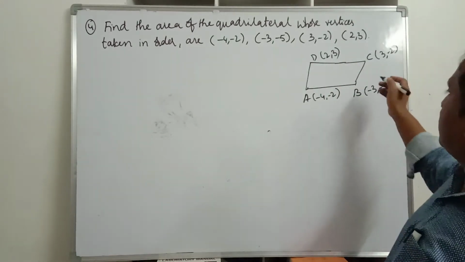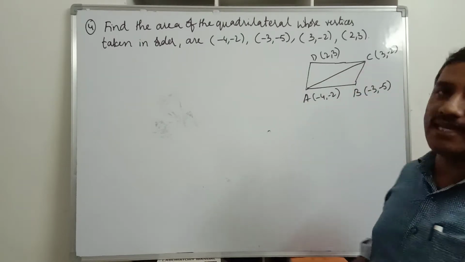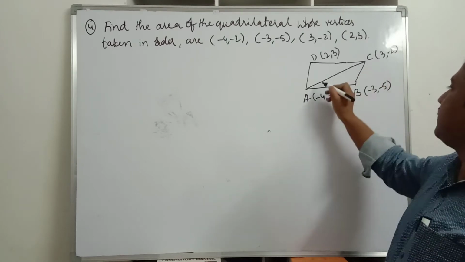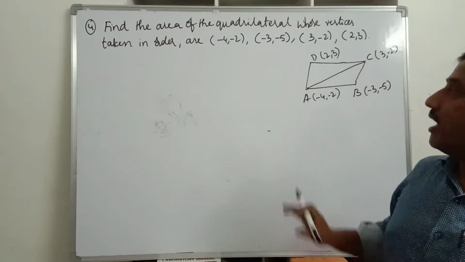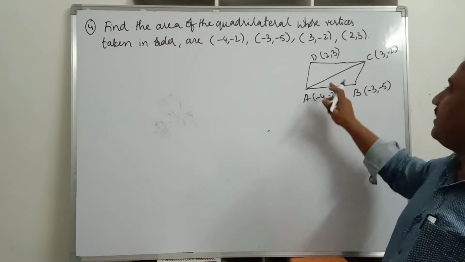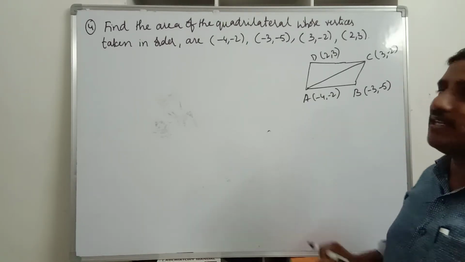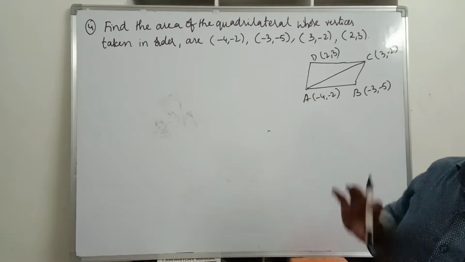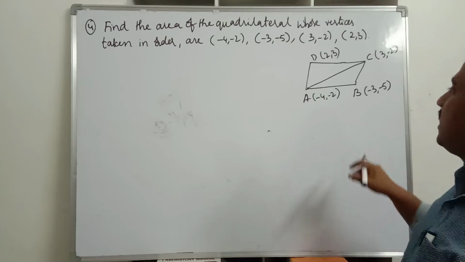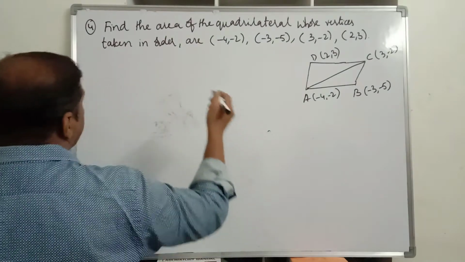So for that, draw any one diagonal. AC is the diagonal. Now AC is dividing this quadrilateral into two triangles, named triangle ABC and triangle ADC. Now the area of quadrilateral ABCD is equal to the area of triangle ABC plus the area of triangle ADC. Find the area of both triangles using the formula for the area of a triangle when 3 vertices are given, then add both areas and we will get the area of quadrilateral ABCD. Yes, we will do this.